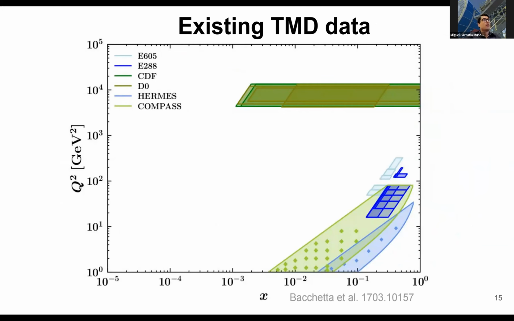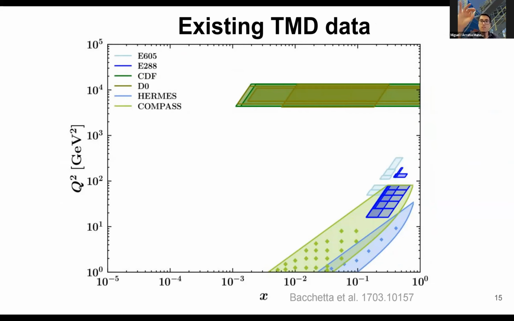Moreover, what is interesting about the HERA data is that it really has the potential to constrain phase space that is not otherwise constrained at all. So, for example, here I am showing you a figure that shows the kinematic coverage of different experiments from this paper that you can see in the bottom. And the lower right corner shows basically fixed target experiments.